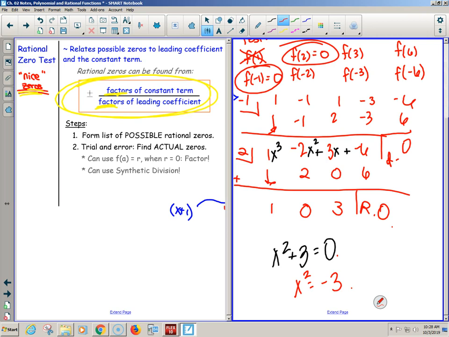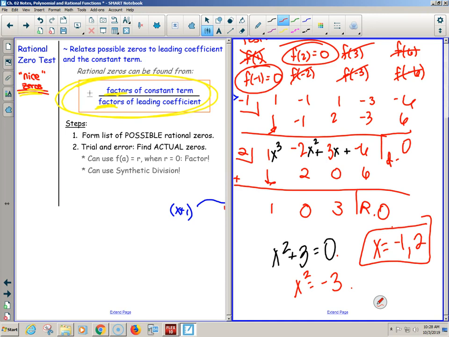Because the 1, the 2, the 3, 4 zeros are all right here. We don't even have to worry about anybody else because we have all 4 and 2 of them are imaginary. So what are the only 2 zeros? The only 2 rational zeros are negative 1 and 2.